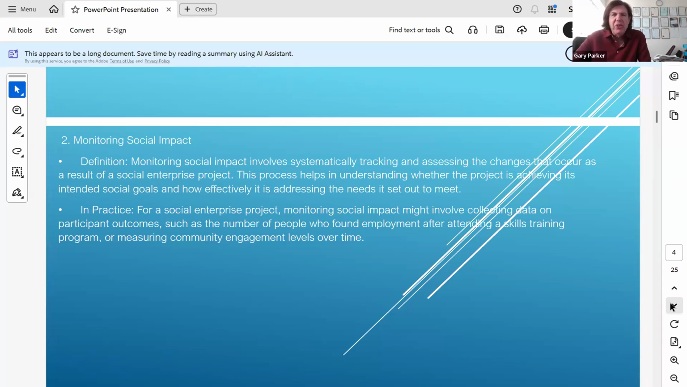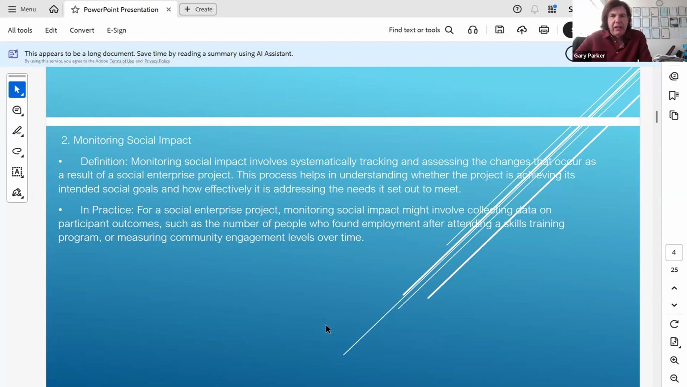So you have got to develop systems and practices that will assess and track the impact of your project, whatever it may be, basically. How does this work? It might involve collecting data on participant outcomes. So going back to employment, how many people got jobs, further training, etc. There could be a number of outcomes off that.